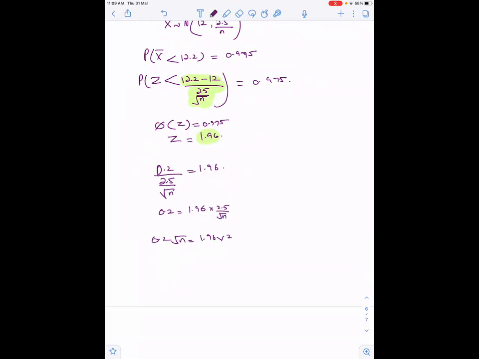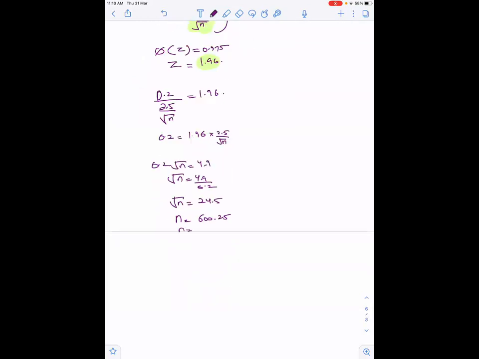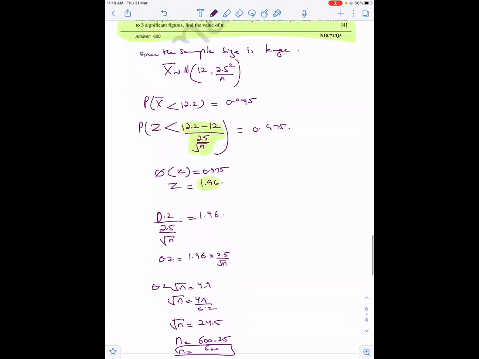Which is coming out to be 1.96 into 2.5 is 4.9. I'm going to divide it by 2 first. 4.9 divided by 0.2 is 24.5. Square root of n equals 24.5. Squaring both sides, 600.25. So you can keep n to be, just round it off to the nearest whole number, 600. Okay, theek hai beta?